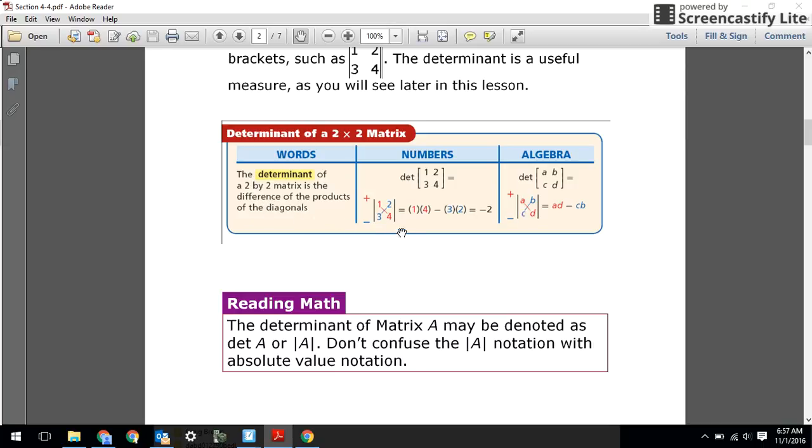So that means I'm going to be taking 1 times 4 minus 2 times 3. Now, work with the main diagonal first. This top left to bottom right diagonal is called the main diagonal. You work with that diagonal first, and then you subtract away the other diagonal. So 1 times 4 is 4, minus 3 times 2 is 6. So the determinant of this matrix is -2. Yes, it's that simple. Don't associate this with any sort of absolute value thing.